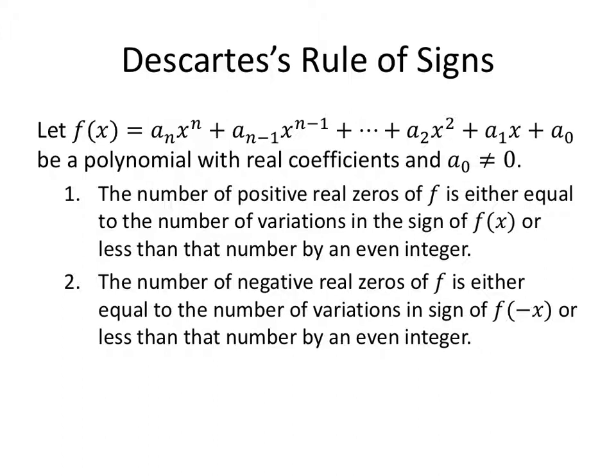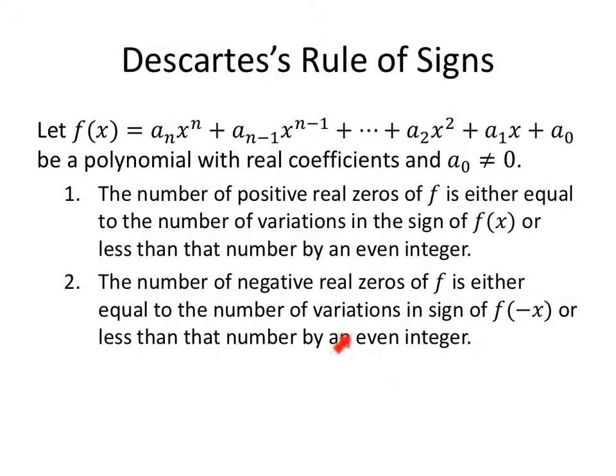Descartes' rule of signs. So let f of x be a polynomial with real coefficients, and it has to have a constant. So you can't have just ending with x, a linear term. You have to have a constant for Descartes' rule of signs. So the number of positive real zeros of f is either equal to the number of variations in the sign of f of x, or less than that number by an even integer. The number of negative real zeros of f is either equal to the number of variations in sign of f of negative x, or less than that number by an even integer.